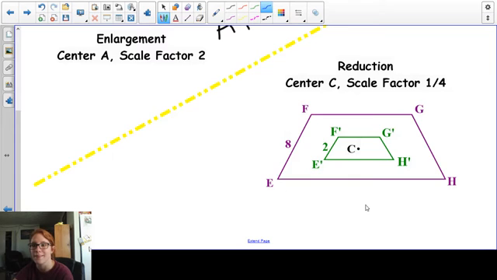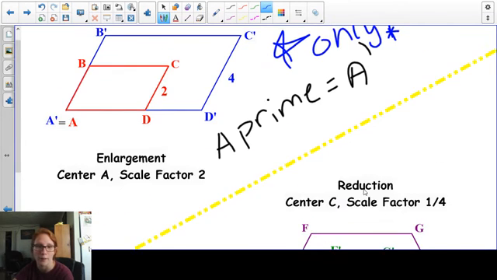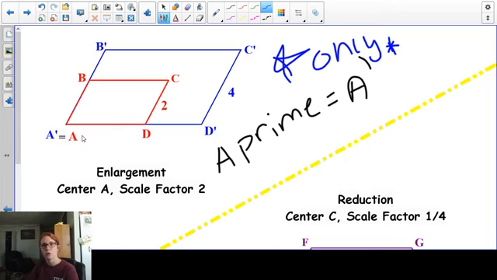Let's take a look at this. Back up a second. Notice how my A and my A prime didn't change. They're in the exact same spot. That's because my center of dilation was focused at that specific part of A. So everything else moved but A.